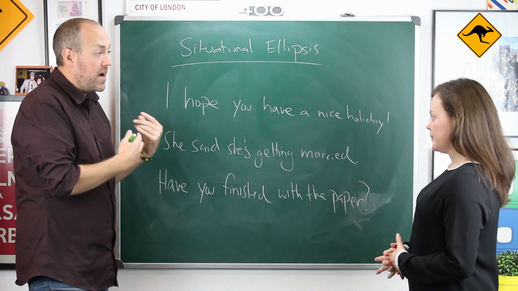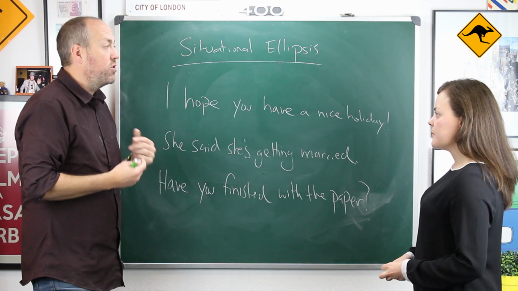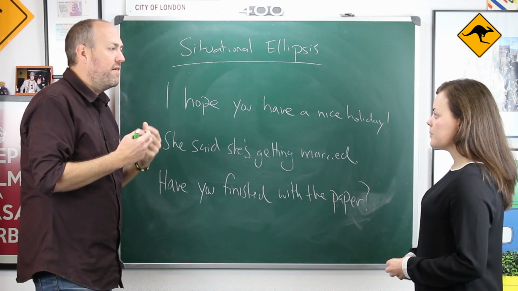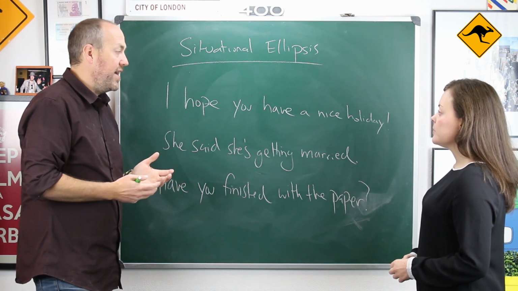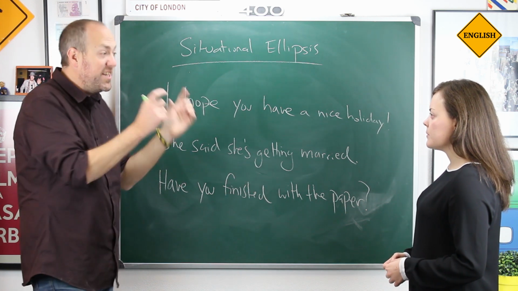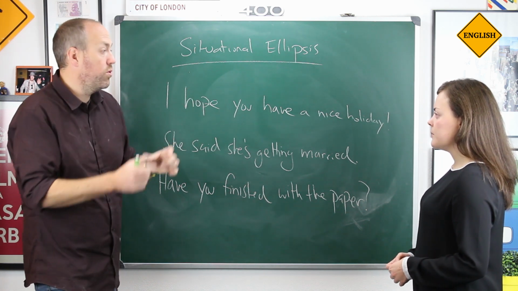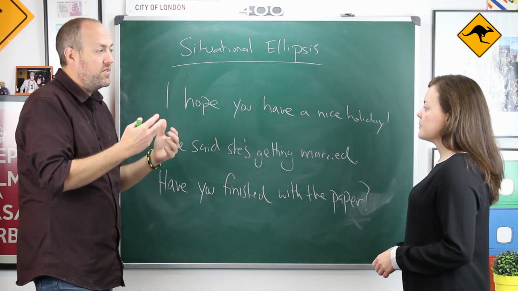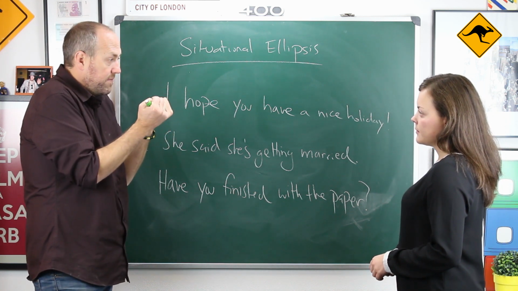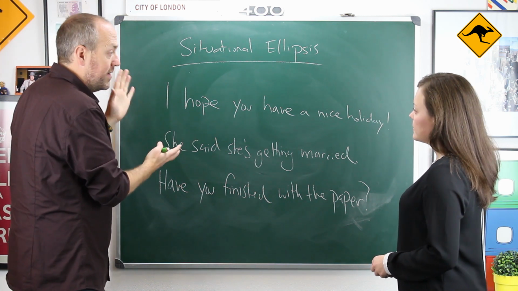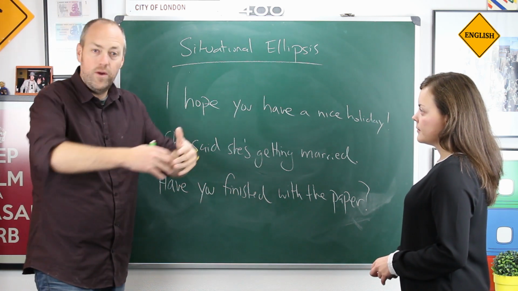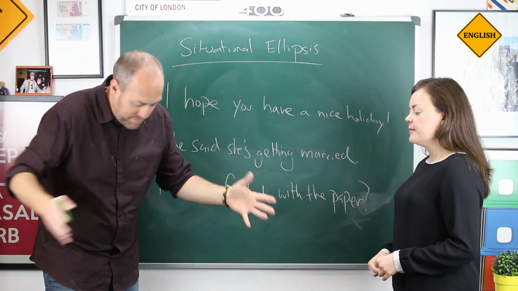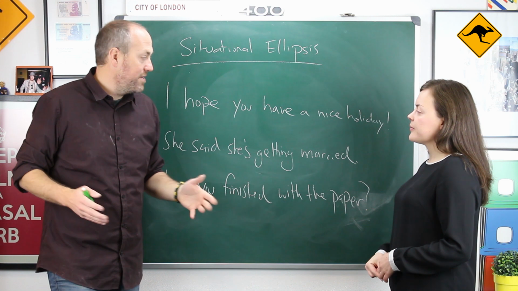All of the previous types of ellipsis we talked about are called textual ellipsis, which means they are more of a grammatical feature. Because we are repeating verbs or auxiliaries, we can eliminate them. So it's a type of ellipsis based on structure. But this situational ellipsis is based 100% on context, on what is happening in reality in this moment.